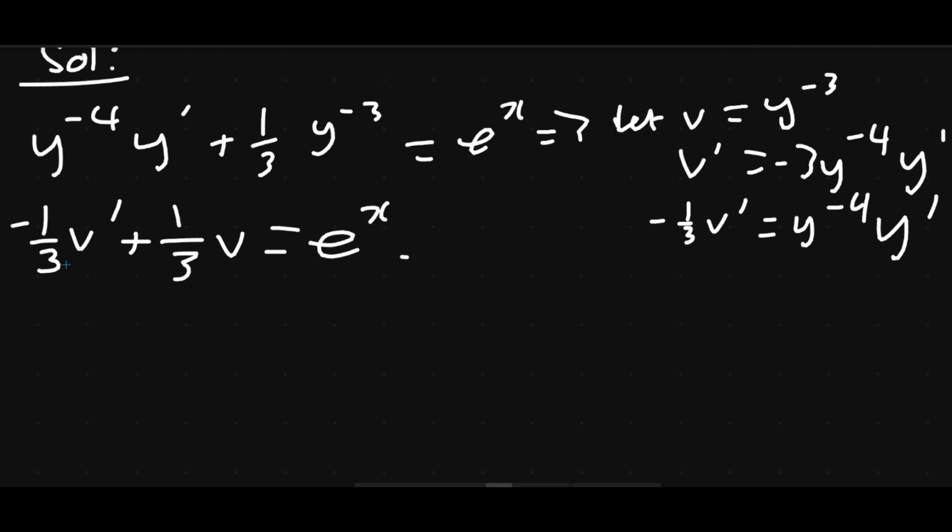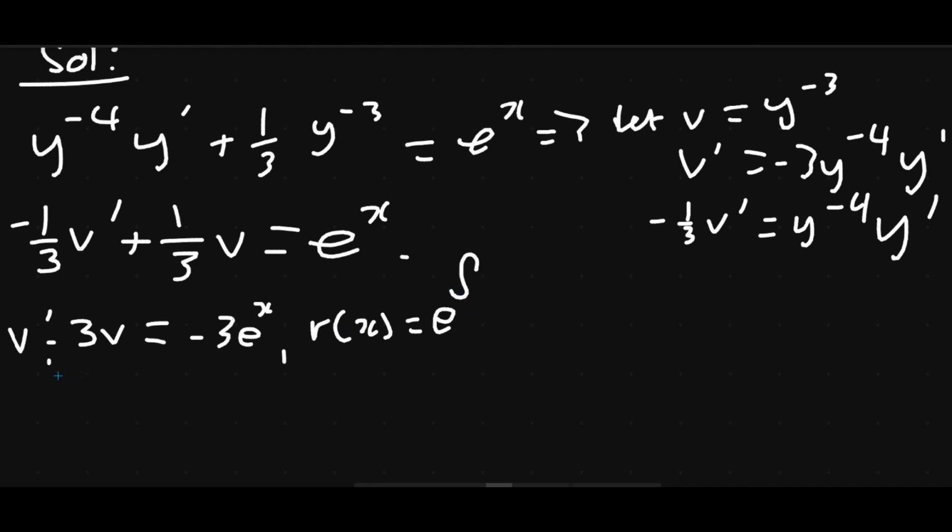Okay, very nice. Now we don't want a coefficient on here, because we want to get it in our general form for the integrating factor. So we're going to multiply out by minus 3, giving us v prime minus 3v equals negative 3 e to the x. Now from here, we can notice that our integrating factor r of x is just going to be e to the integral of p of x, which is negative 3. You've got to remember the minus sign here, that is pivotal. So it's going to be minus 3 dx, which equals e to the minus 3x.